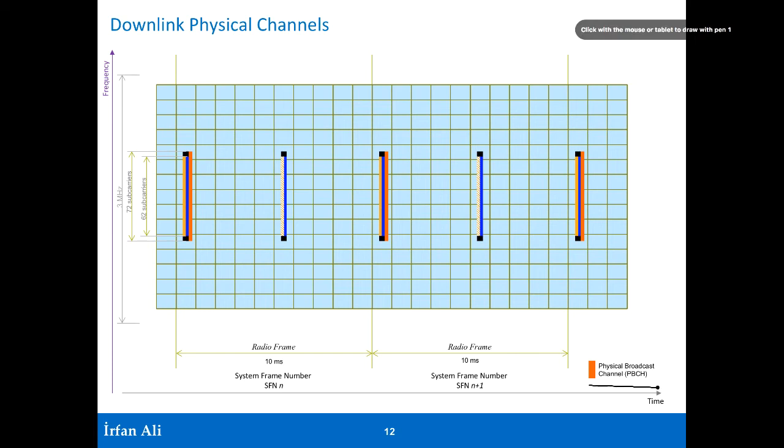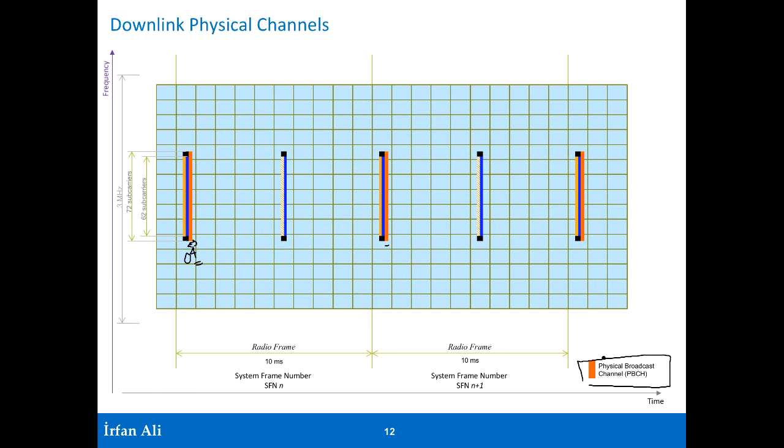We had obviously come to the very first downlink physical channel, which is the physical broadcast channel, which is carrying the MIB, as I said, and that is present in the 0th subframe of every radio frame, and it is actually 4 OFDM symbols wide. So it's 4 OFDM symbols wide and 72 subcarriers are present in there.